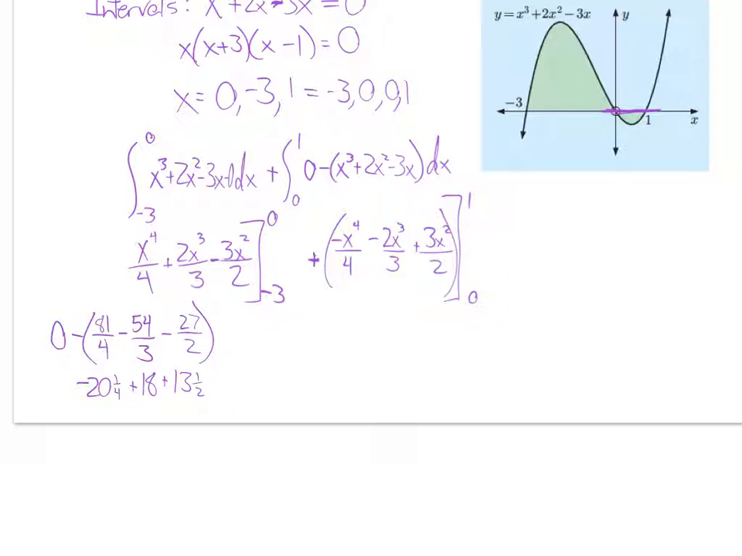And now we need to add to that this second part. If I evaluate this at 1, I get -1/4 minus 2/3 plus 3/2. So it's that minus 0. This is one of those where when you evaluate at 0, it's 0. So now we're adding to this -1/4 minus 2/3 plus 1.5. And it's just arithmetic at this point.